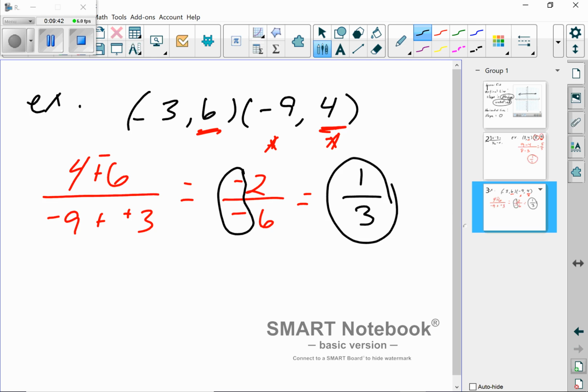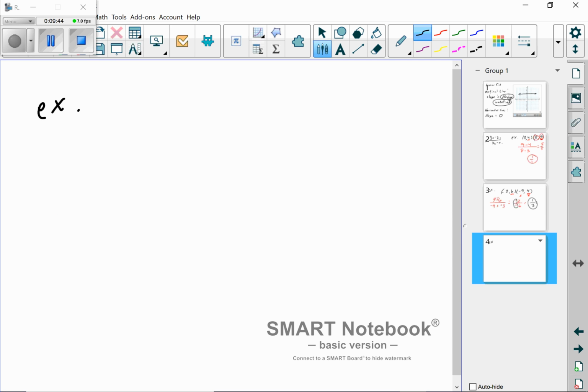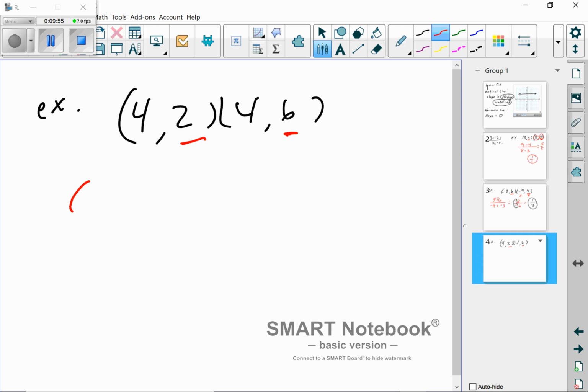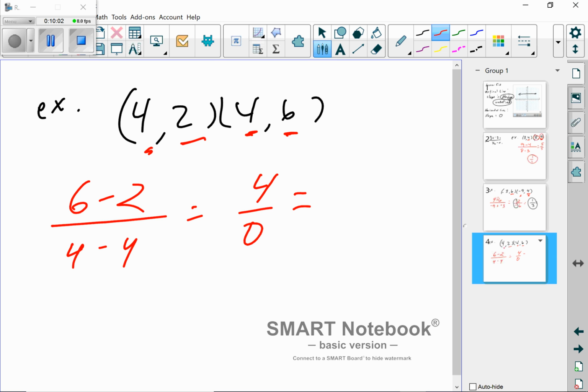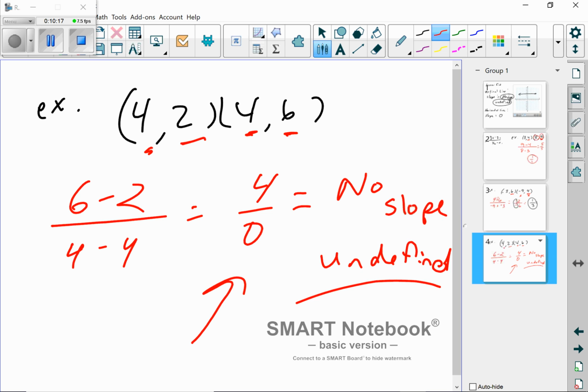Okay. All right, example here. What if you have a 4 and a 2 and a 4 and a 6? Y minus y: 6 minus 2. X minus x: 4 minus 4. That equals 4 over 0. Okay. 0 on the bottom. When 0 is on the bottom, you have two answers. You have to write the words no slope, or you can write undefined. That is when 0 is on the bottom.